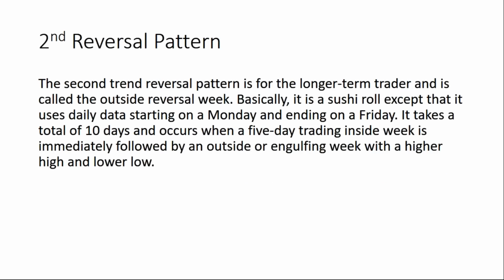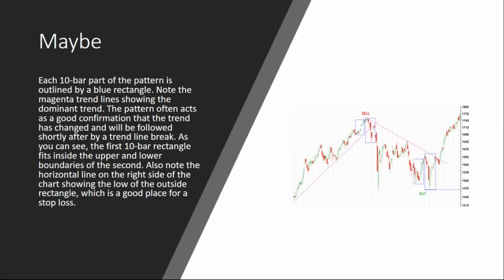Now, the second trend reversal pattern is for the long-term trader, and it's called the outside reversal week, because it's like a sushi roll, except that it uses daily data starting on a Monday and ending on a Friday. It's just a crazy trading scheme. And I think I used it more to show you how weird these strategies are that people come up with and publish. And before you know it, they've got people trading them and they make absolutely no sense.